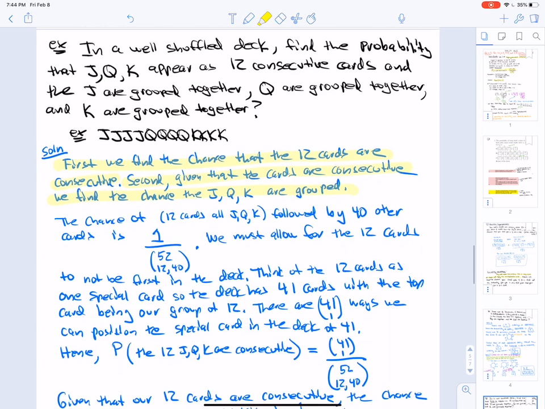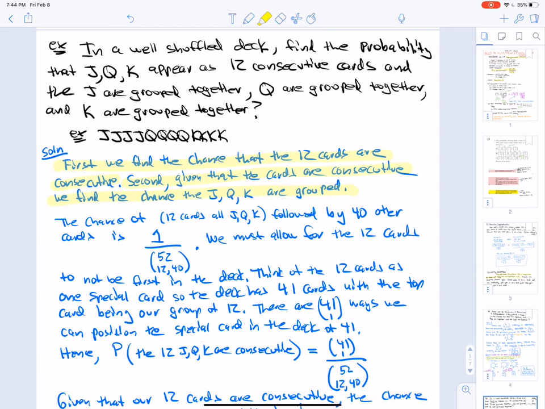So now here's another problem. In a well-shuffled deck, find the probability that J, Q, and K appear as 12 consecutive cards, and the jacks are grouped together, the queens are grouped together, and the kings are grouped together. So for example, you could have all the jacks together, all the queens together, and all the kings together, although it's not necessarily jacks first, the queens could come first.